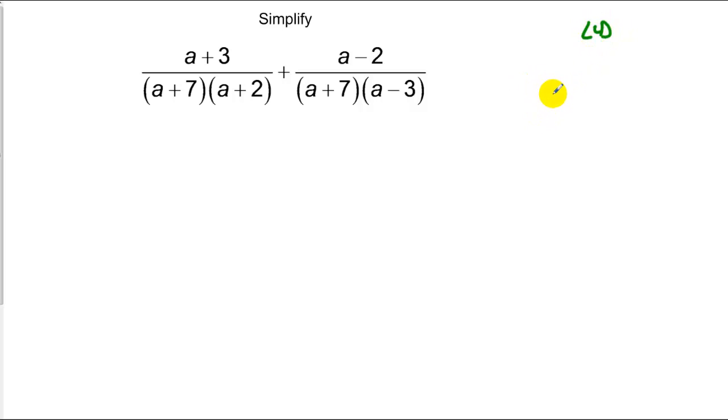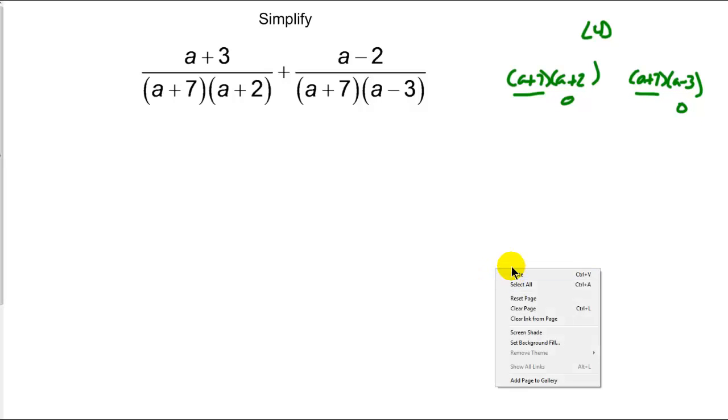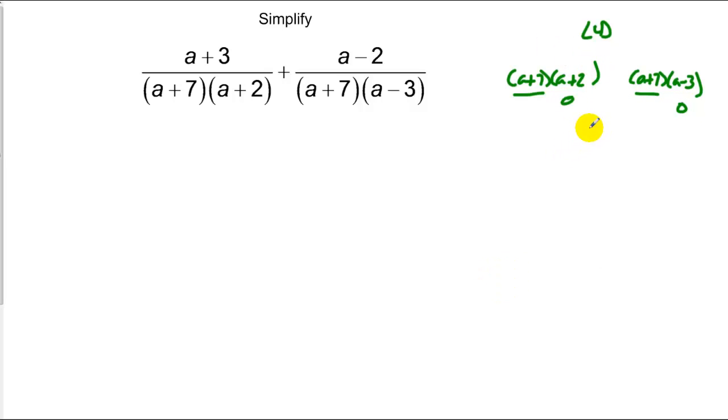If I want to find an LCD, for the left side, I need an a plus 7 and an a plus 2. For the right side, I have the a plus 7 and the a minus 3. The a plus 7 is in common, but I still need that a plus 2 and that a minus 3 to make sure I have a denominator that all my terms go into. So my LCD in this case is going to be the a plus 7, the a plus 2, and the a minus 3.